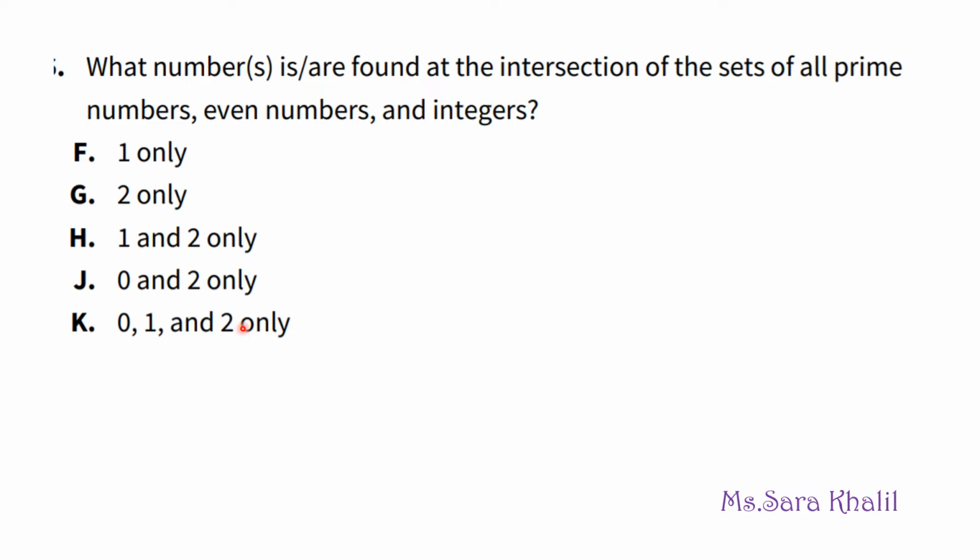Okay, so 1 is multiplying by 1 only. 0 you can get by multiplying by any number in the world, you're going to get 0. So the only one that goes with this question, it's a prime number and an even number and an integer, is G.